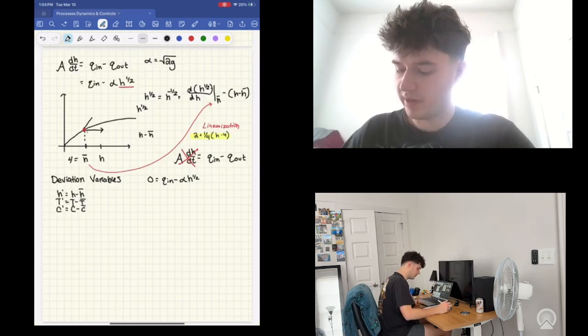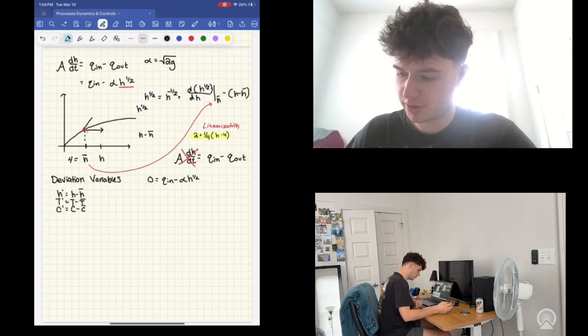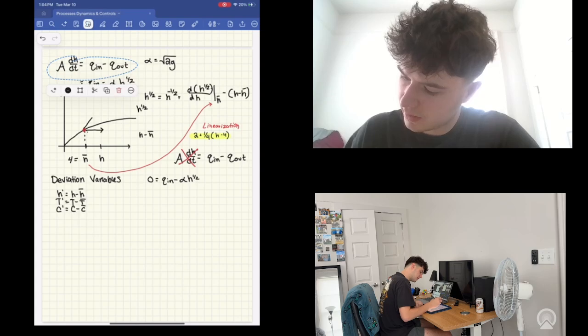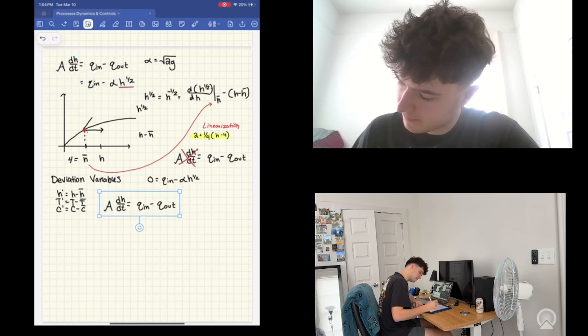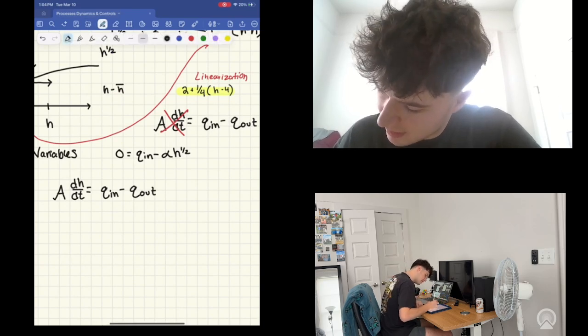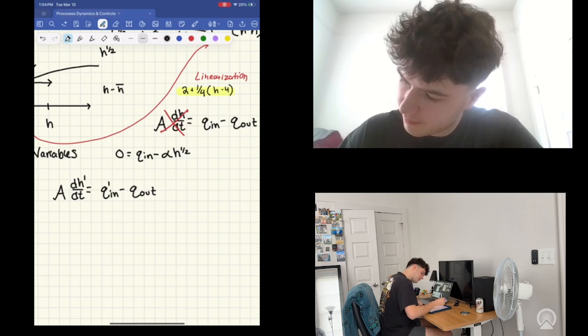So now that we have these deviation variables, we are going to sub this into our original equation. So again, we take this and bring this down, but there's going to be a few differences. This will be h prime, this will be Q prime, and here, this will not be Q out, we will write this as alpha.